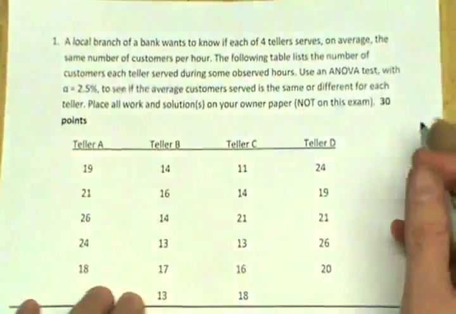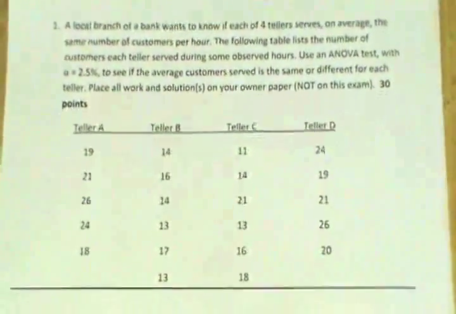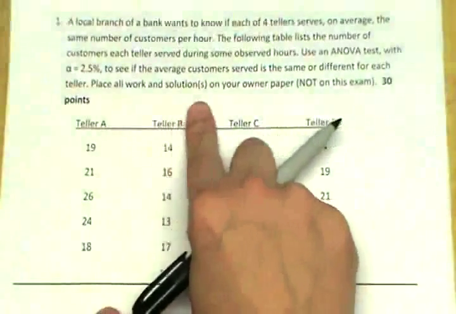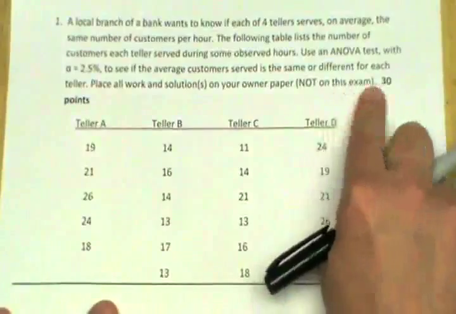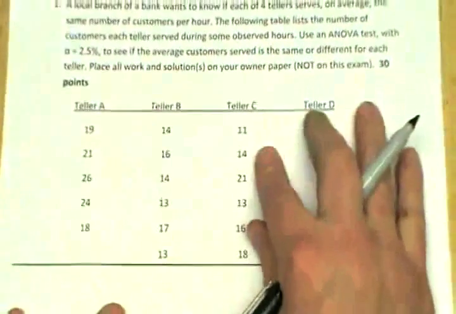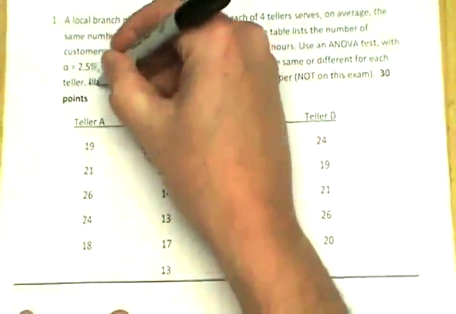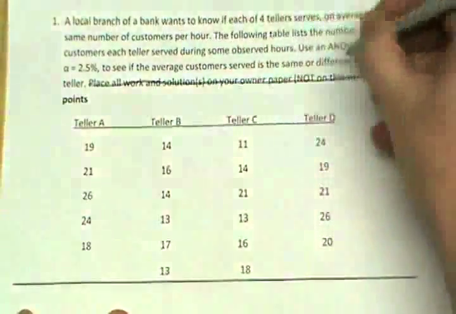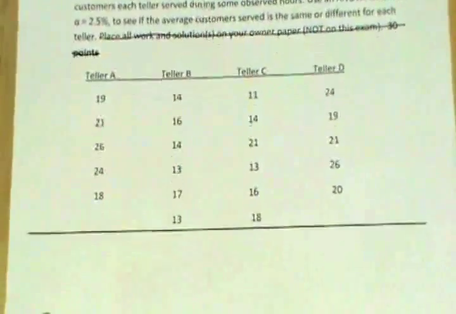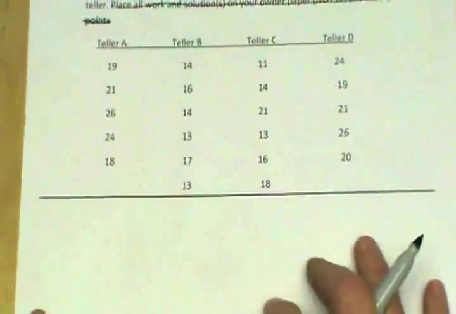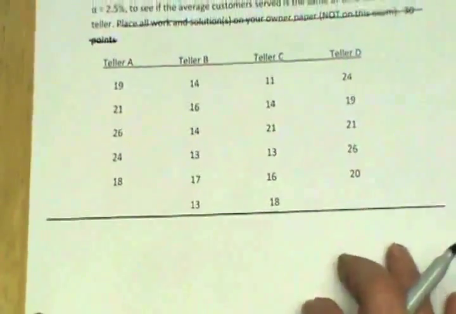So we're looking for the averages. Are the averages the same or are the averages different? Place all working solutions on your own paper, not on this exam. Well, that'd be a question I'd put on a test. I copied this off of an exam, so we don't have to worry about the point total. This wouldn't be worth 30 points on your final. It'd be multiple choice questions. We'll talk about that later.